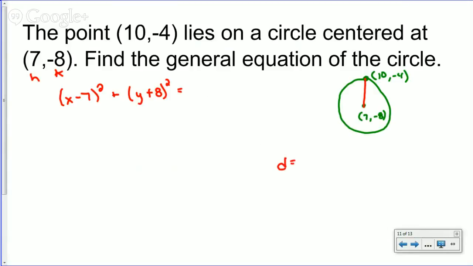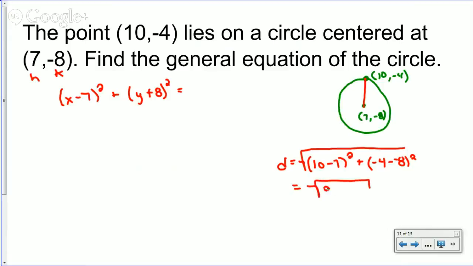So we'll use a distance formula here. So distance equals the square root of 10 minus 7 squared plus -4 minus -8 squared. So that's 10 minus 7 is 3. 3 squared is 9. We've got 9. -4 minus -8 is 4. 4 squared is 16. So that's a square root of 25, which is 5. So my radius is 5, so the equation is 5 squared.